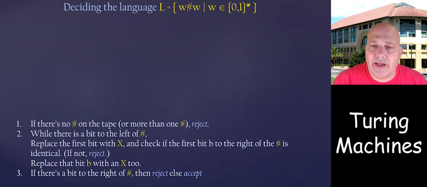Then if you reach the situation when there are no more bits to the left of the sharp, then by now there should also not be any bit on the right of the sharp. So when you finish the loop, there is no bit to the left of the sharp, and you check if there is anything on the right. If there is nothing on the right, you're going to accept. If there is something, you're going to reject.